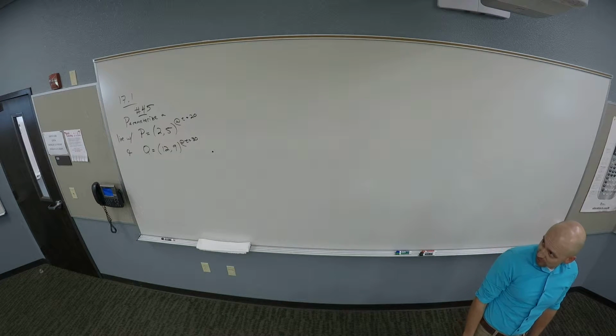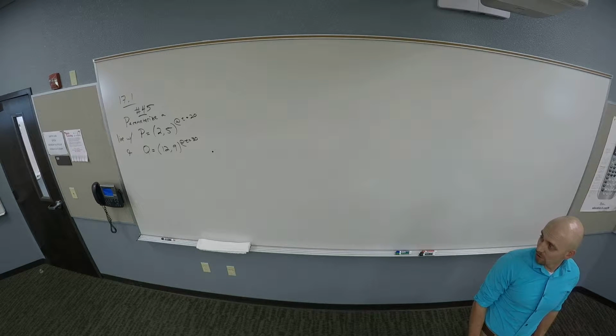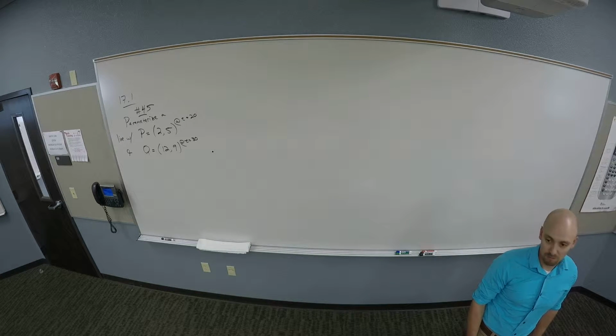All right, see if we can straighten out number 45 and 17.1. Parameterize a line with points P and Q, (2, 5) and (12, 9), at some given parameter values. Okay, so how do you start?